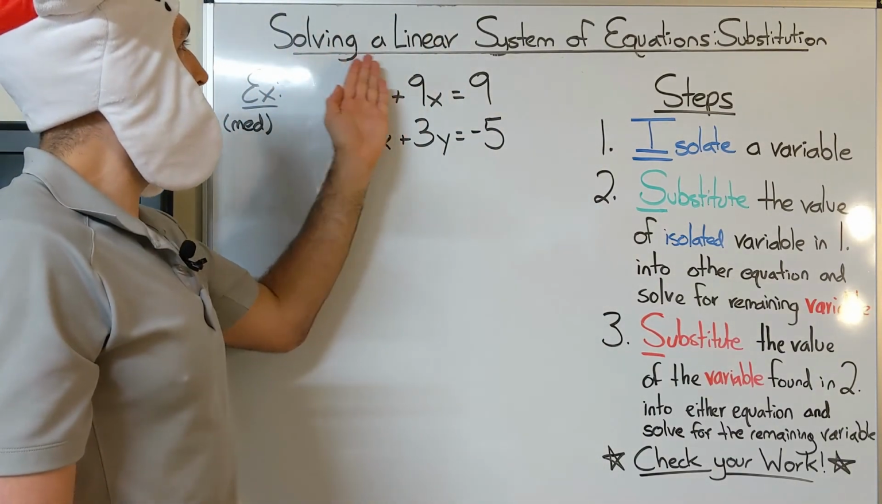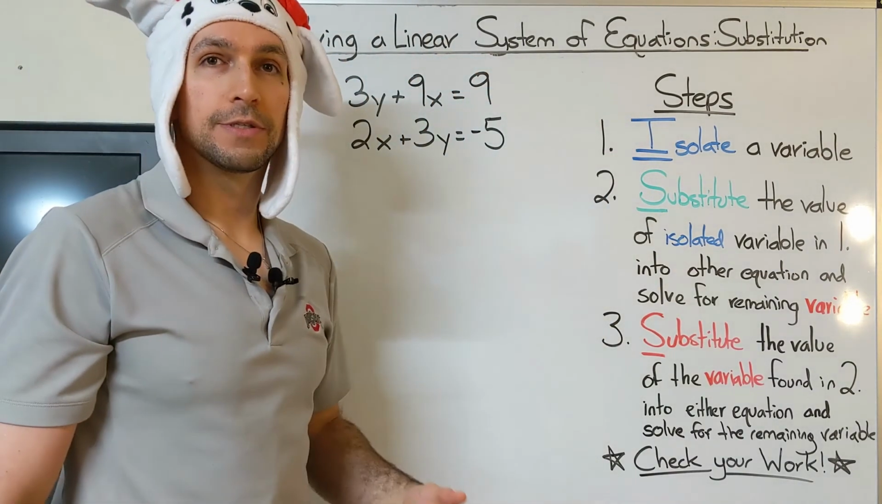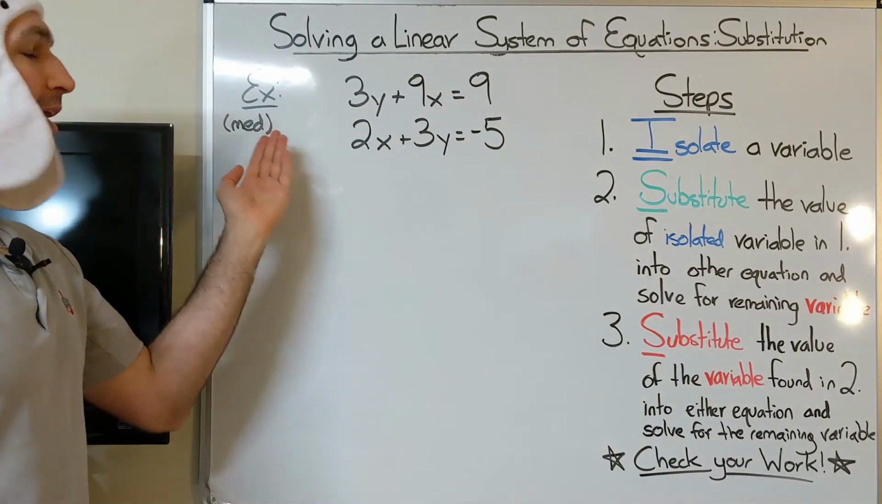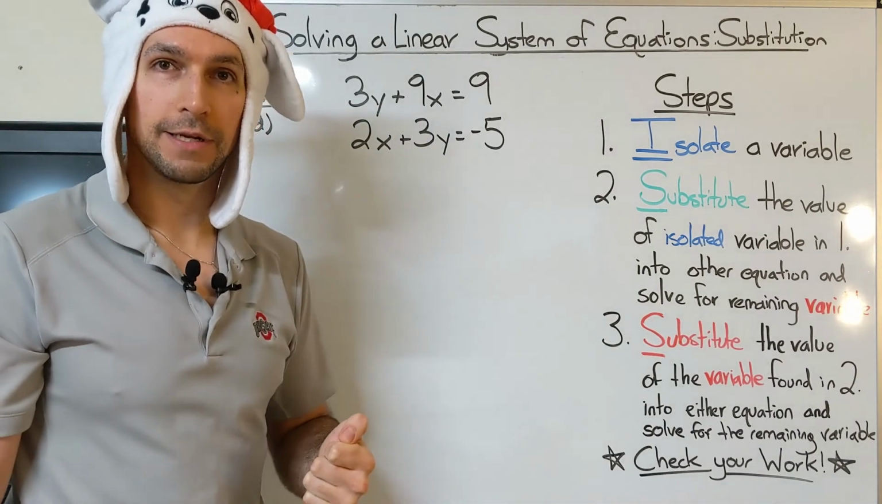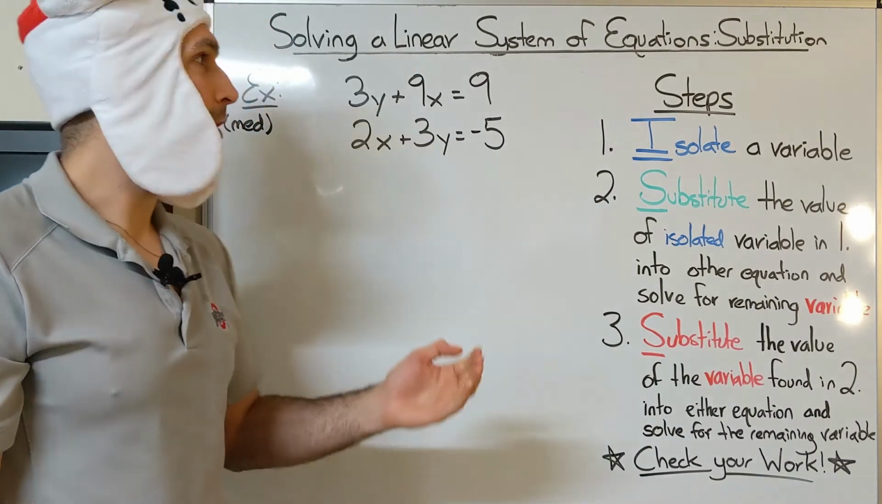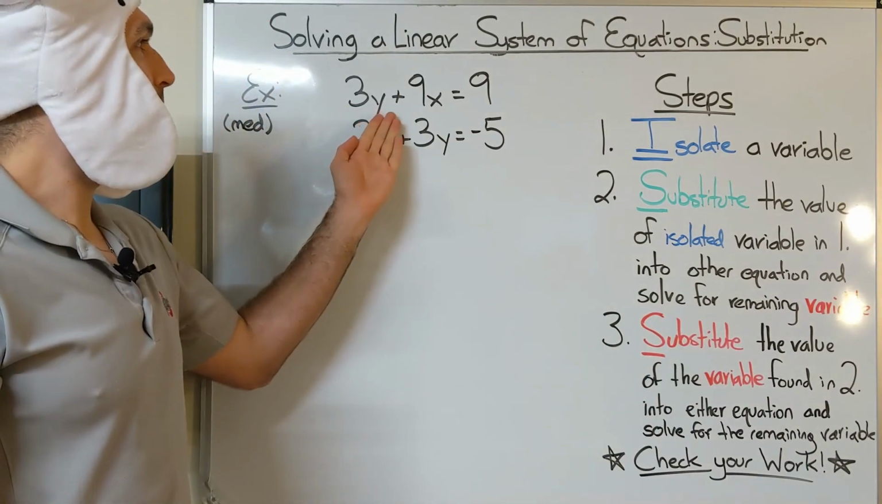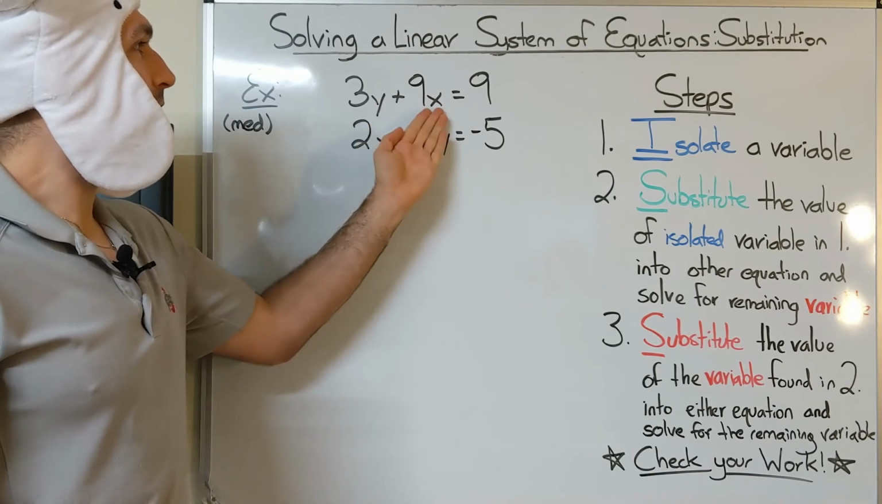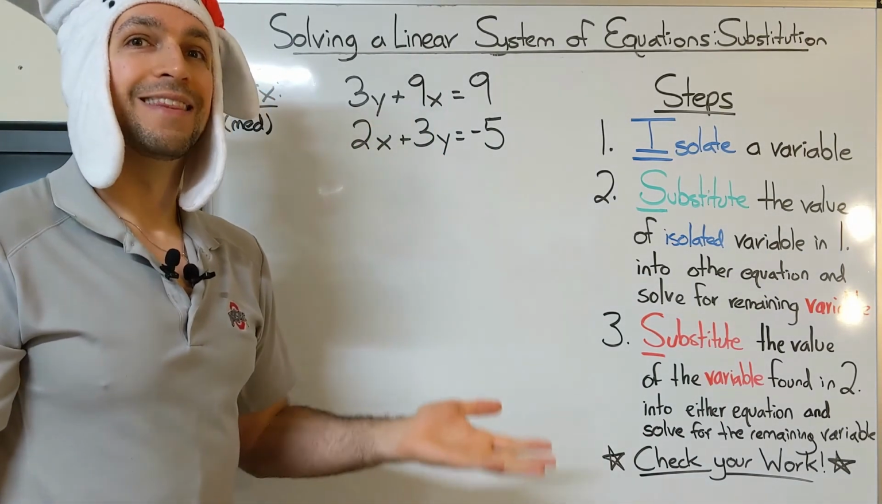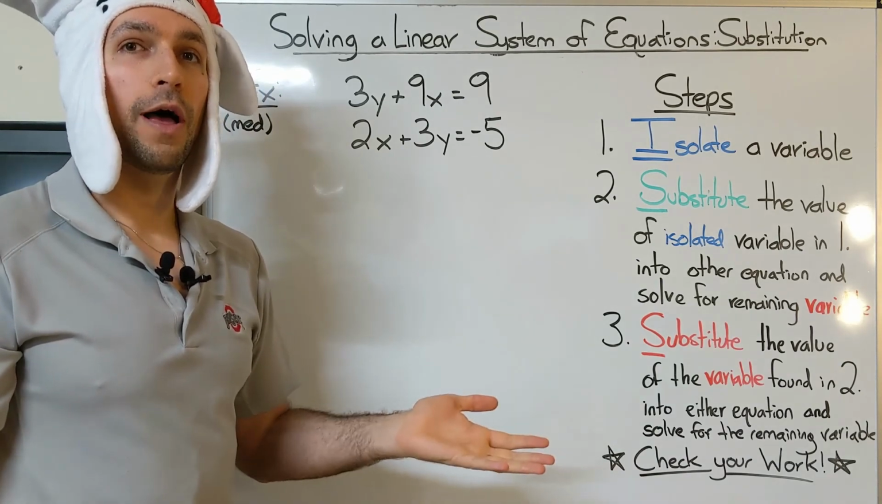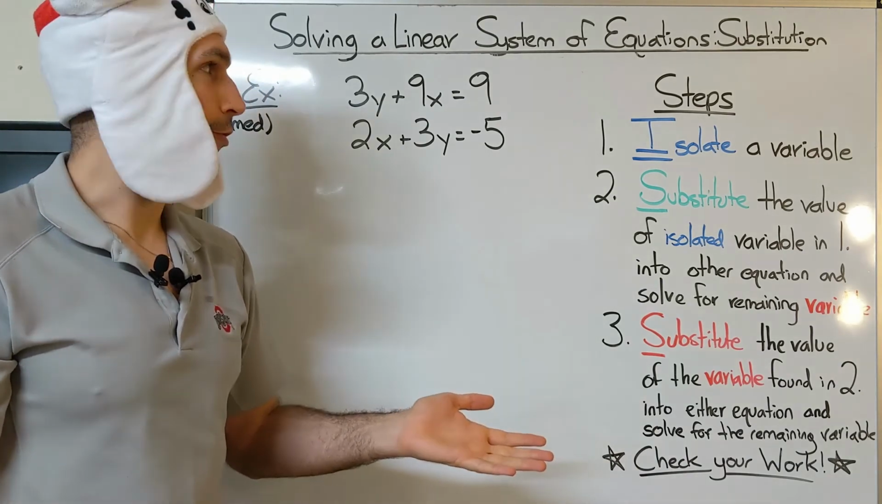Today, we're going to be solving another linear system of equations. Here, I'll be doing a medium difficulty problem wherein we do not already have a variable isolated. So much like yesterday's episode, we're going to be trying to find the values of x and y in two different equations. The same value of x and y should make both of these equations true.